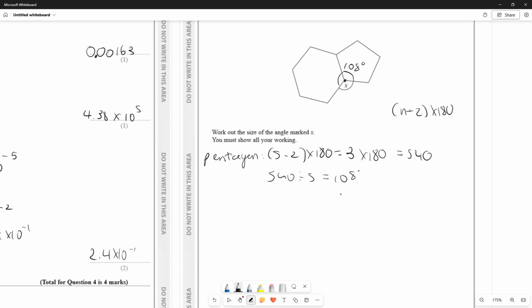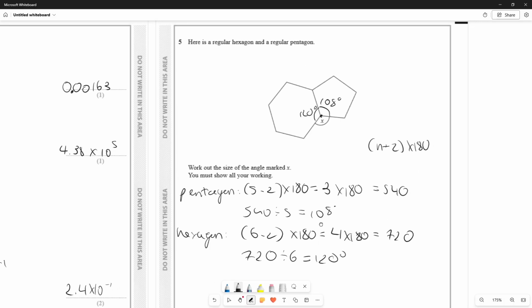Now let's do it for the hexagon as well, by using the formula again. 6 minus 2 times 180 equals 4 times 180, which is equal to 720. Hexagon has 6 sides, so we do 720 divided by 6, and we get 120 degrees as the answer there.